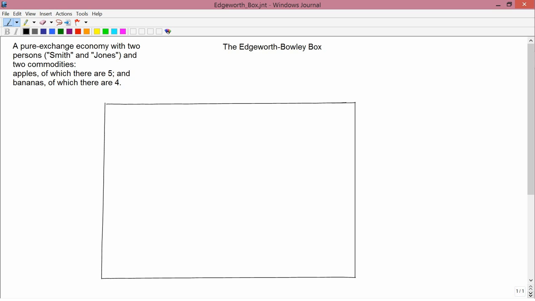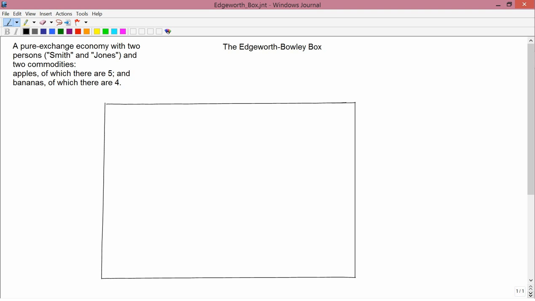So a pure exchange economy is an economy in which there's no production. Either all the production has already occurred, or no production is necessary because, let's say, apples and bananas grow on trees, so one just gets them directly from nature. So we're not going to have firms here because there's no production.